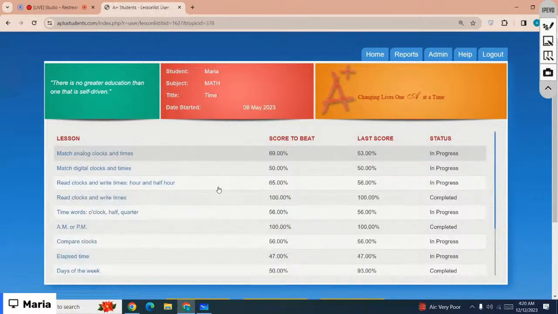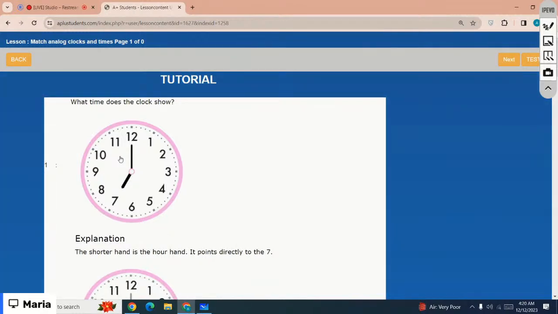Okay, the first one is match analog clocks and times. What time does the clock show? First of all, you need to understand the clock, right? The clock here has two hands. The small hand always points to the hour, and the longer hand always points to the minutes. So this one shows 7 o'clock, 7 hours and 0 minutes. The correct option is 7.